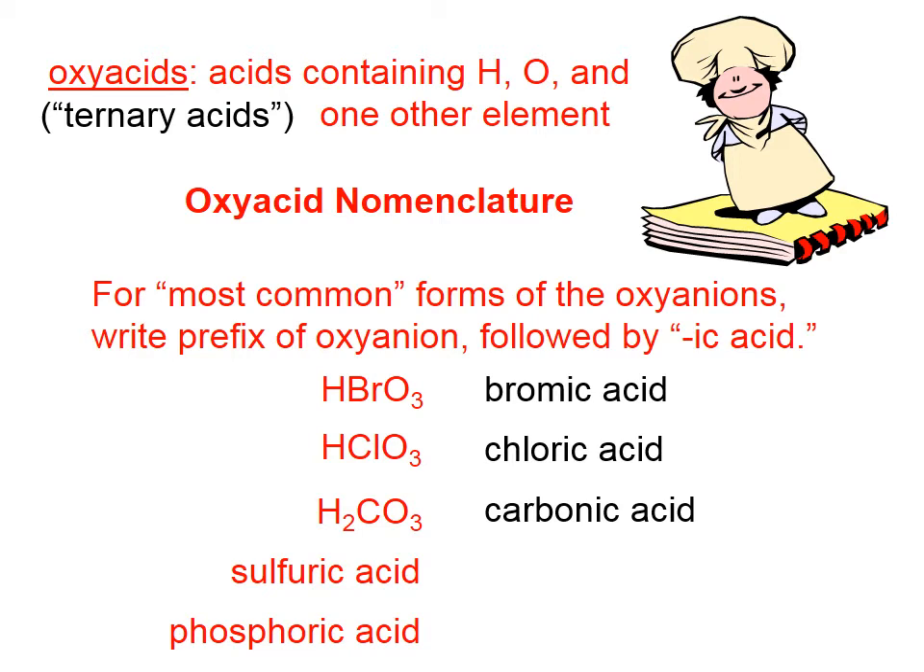So how many H's are we going to need to make a neutral compound? 2, H2SO4. Similarly, phosphoric acid, what's the most common oxyanion that goes with phosphoric acid? That would be the phosphate ion, PO4, 3-. So to give a neutral compound, we need 3 H's. That's what you do for the most common forms.